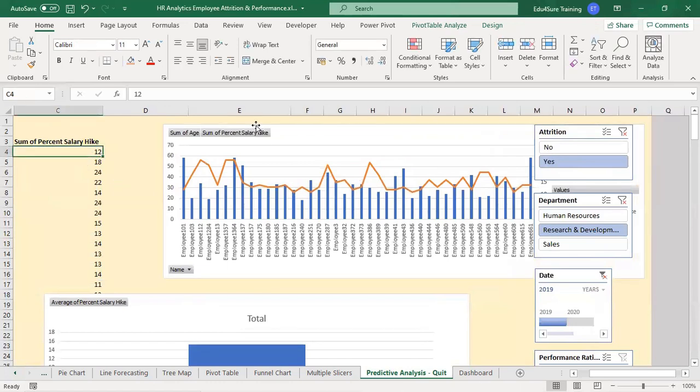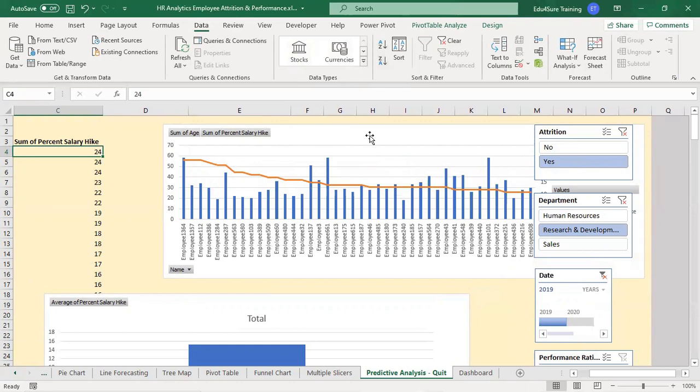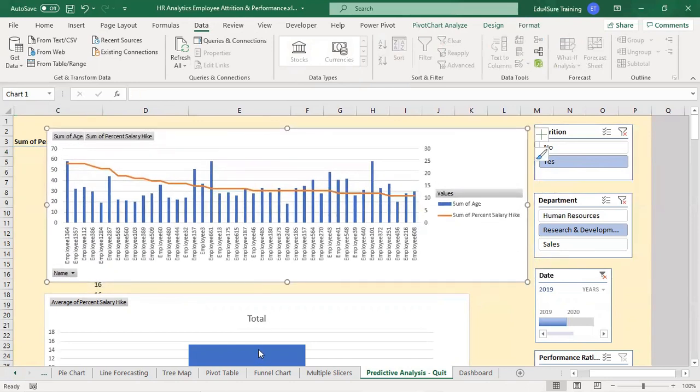We'll go to pivot table and we will sort this. So this line has been sorted. Now, 15.26% was the average hike. Just find out where we have 15.26 and below hike from him. So from employee 32 to left side, all the people got percentage hike of more than average. Still, they left the company.